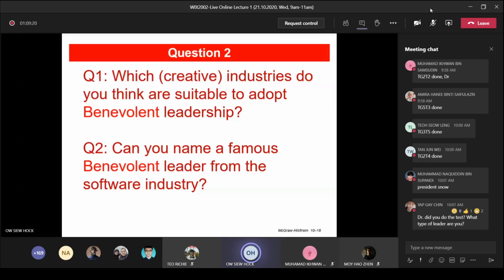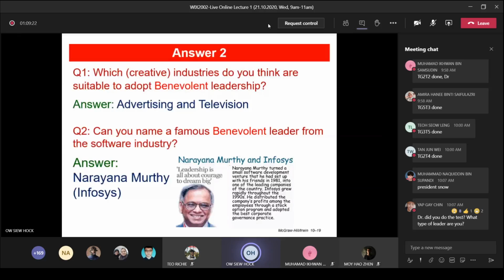Okay, so let me give you an example here. You heard about Infosys? Yes. I think that's from India. This Infosys is very famous. Actually, in Malaysia, there's a company also called Infosys. I know the CEO. So Malaysia's Infosys is different from India's Infosys. For example, the creative industries where the benevolent leadership you require would be advertising and television. A very famous leader from the software industry in this area would be this person from the company called Infosys.